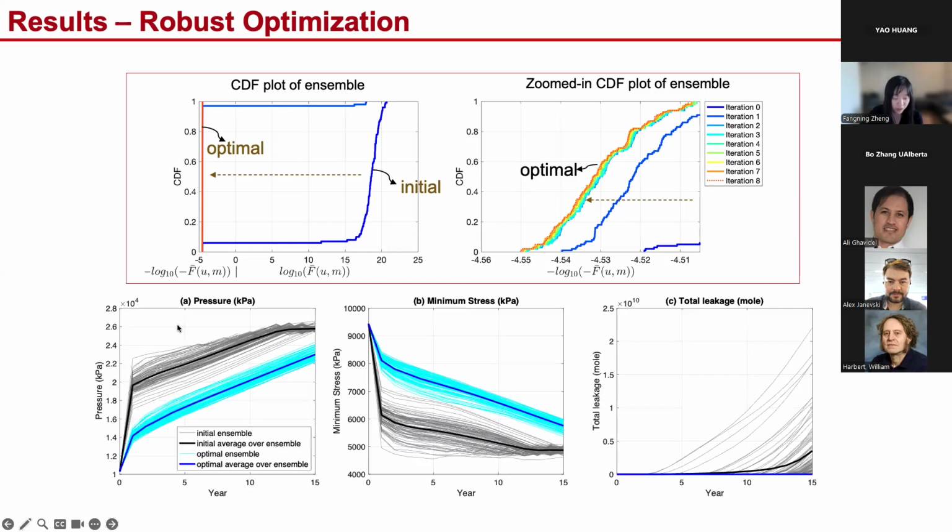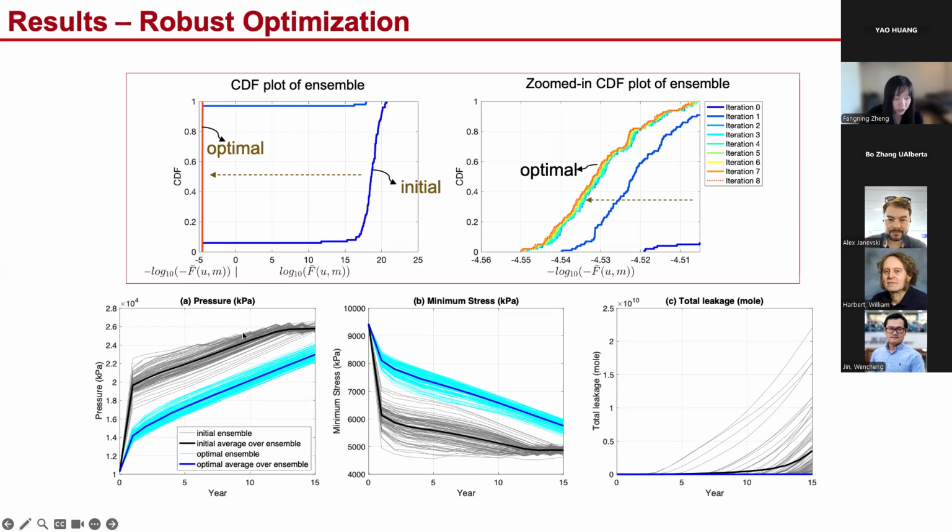The diagram at the bottom shows the line plots of the initial ensemble represented by the blue lines, the initial ensemble represented by the black and gray curves here, and the optimal ensemble represented by the blue and cyan lines here.